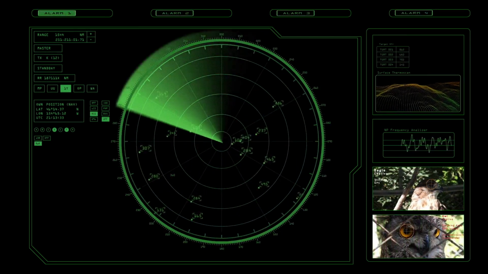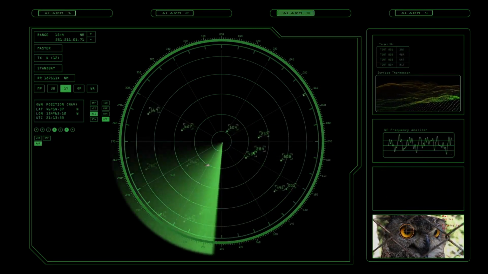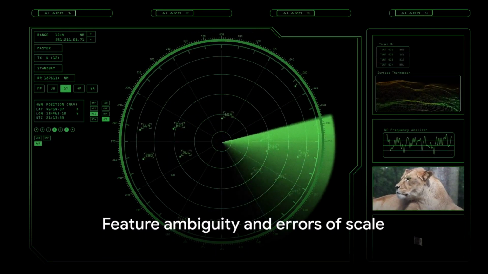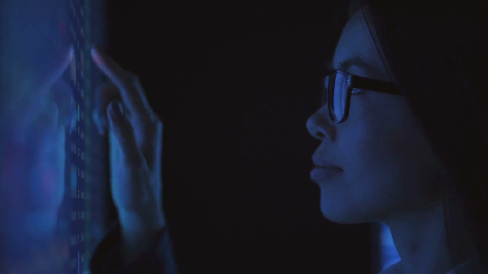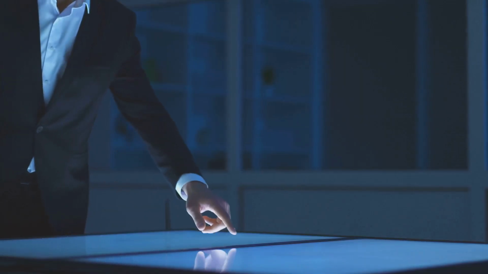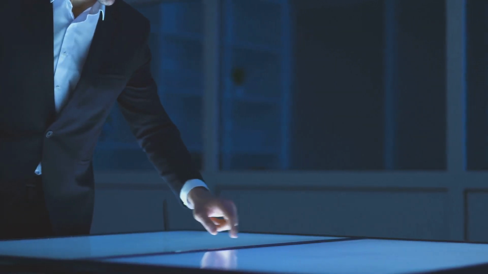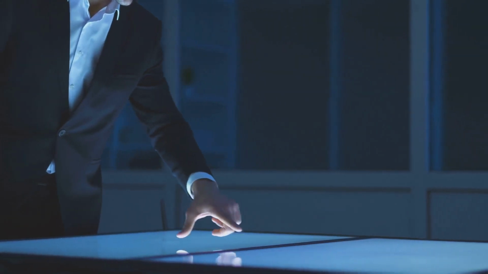However, this passivity comes with its own set of challenges. Passive sensors are prone to feature ambiguity and errors of scale. Their availability isn't always guaranteed, as they depend on factors like contrast and light levels. Despite these challenges, their simplicity provides a level of reliability that is hard to beat.